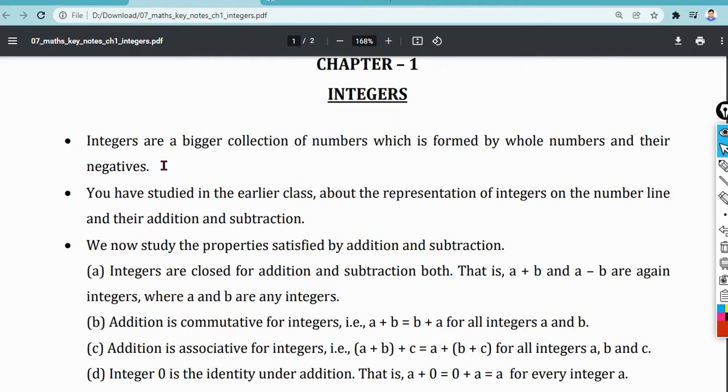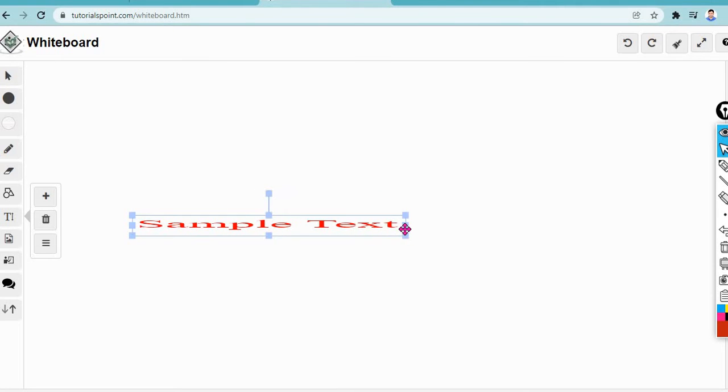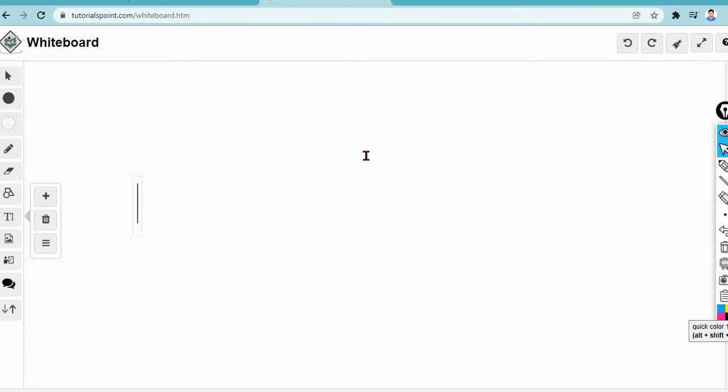So already you know what are whole numbers. Do you know what are whole numbers? I tell you what are whole numbers. Whole numbers are natural numbers, but one more number is added, that is 0. I tell you all the numbers. First of all, I tell you what are natural numbers.